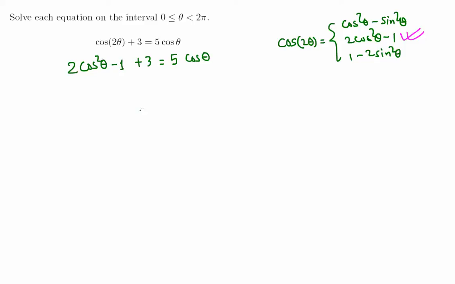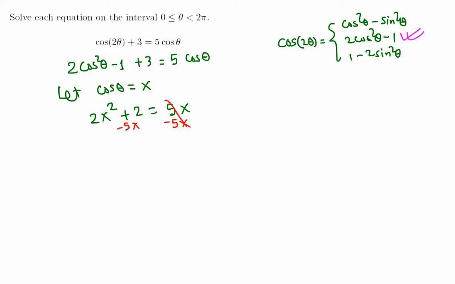Okay, now let's move the terms around. We have cosine squared and cosine. If you want to simplify, you can always say, let's say cosine theta is x, then this looks like 2x squared minus 1 plus 3, just plus 2, equals 5x. Now we have a quadratic equation, and we solve for x and we get two values of x. We move 5x to the left side, subtract 5x from both sides.